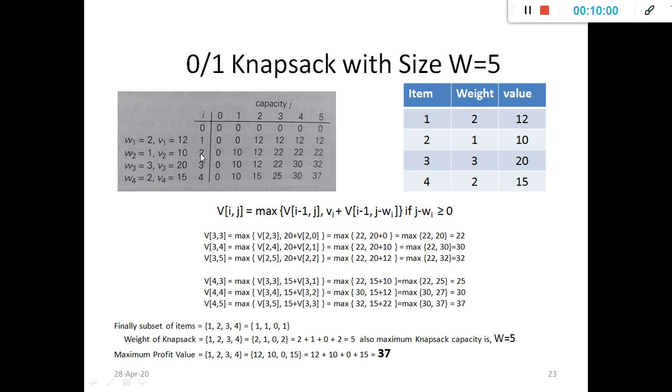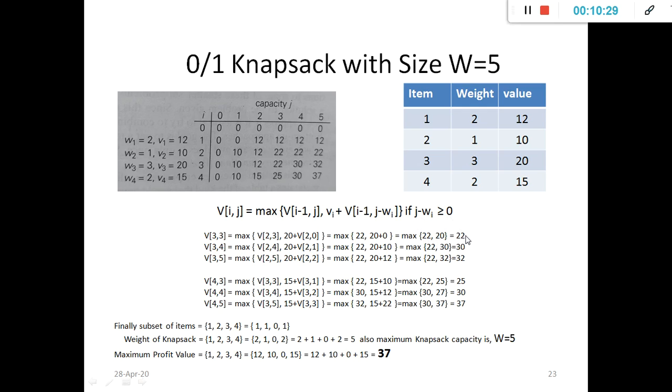Then the v of 2 by 3 value is equal to 22, comma, then the vi value, that is the v3 value, is 20 plus v of 2 by 0. Then v of 2 by 0 value is 0. Then 20 plus 0 is 20. When you compare 20 with 22, you will get the maximum value as 22. Then this is the right value.